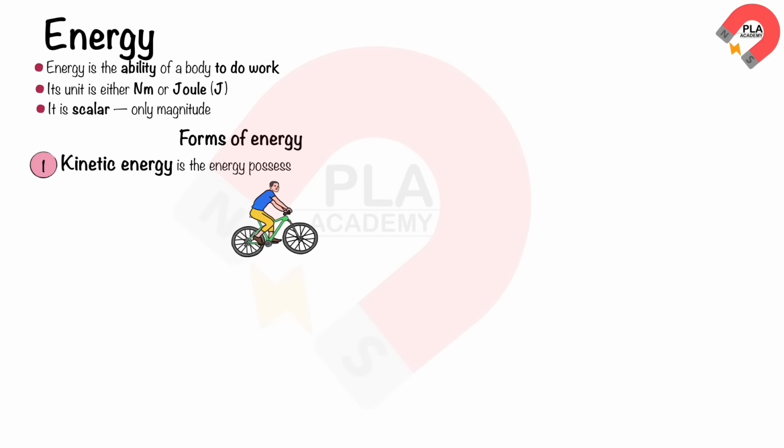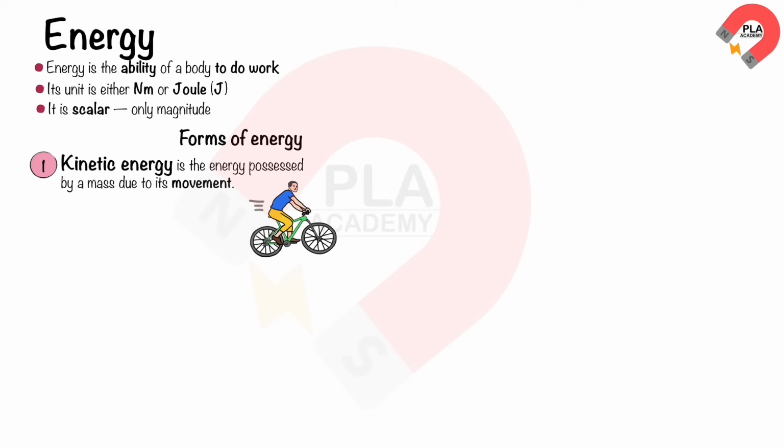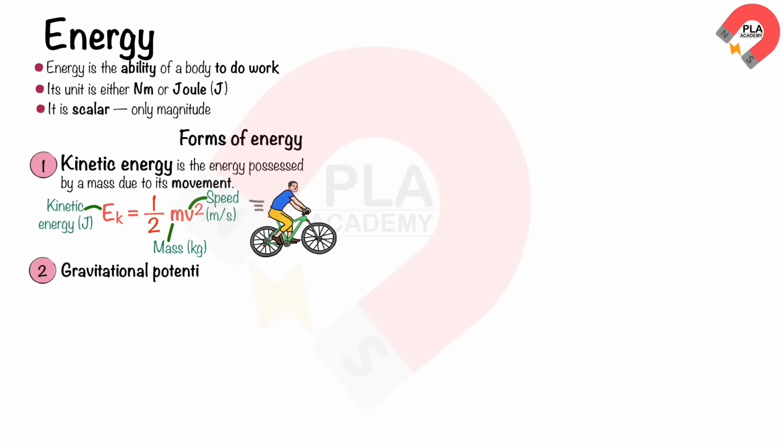Kinetic energy is the energy possessed by a mass due to its movement. Its formula can be written as E_k equals half m v squared, where E_k is the kinetic energy in joules, m is the mass in kilograms, and v is the speed in meters per second.